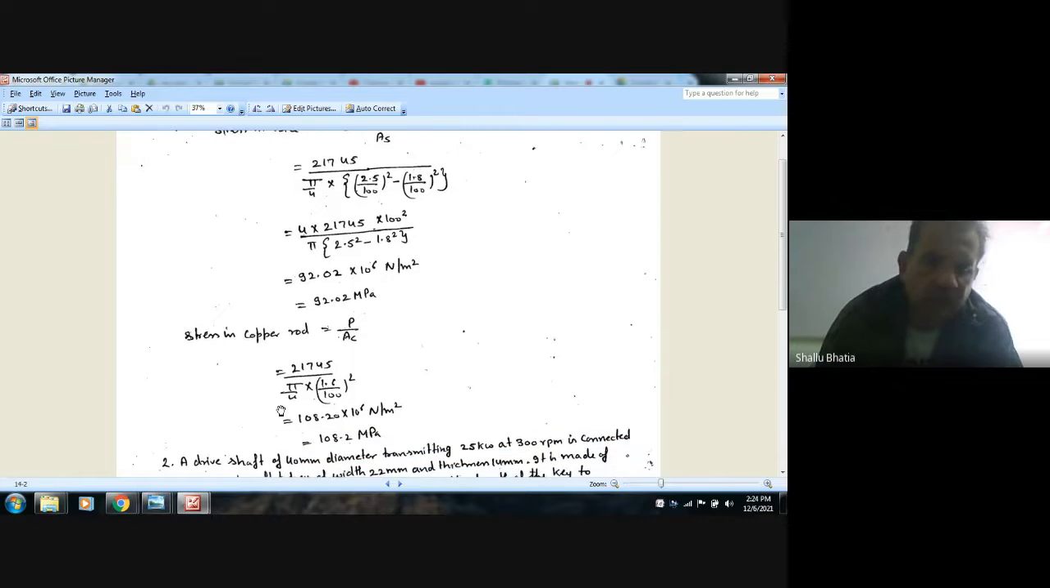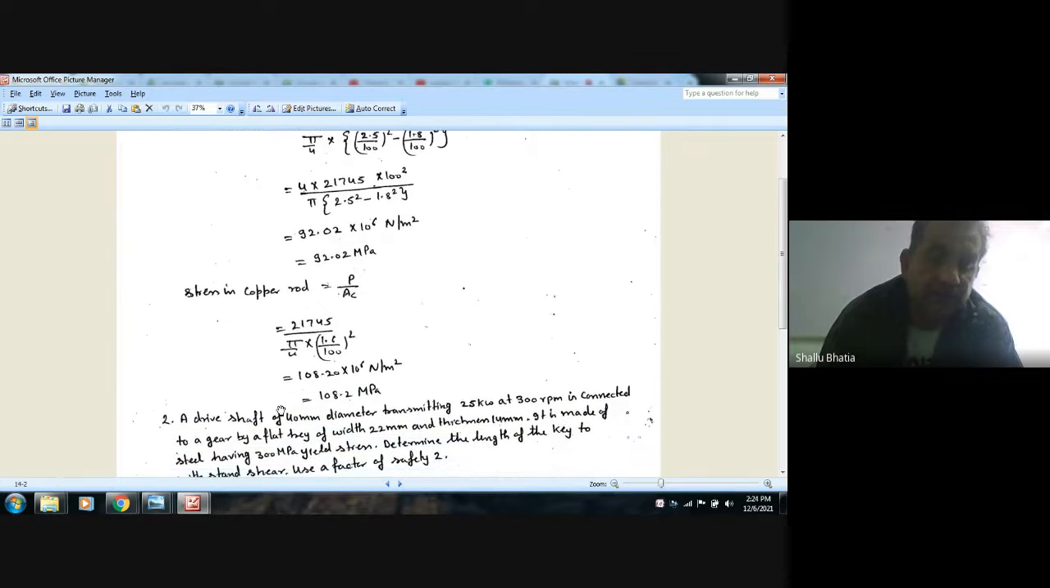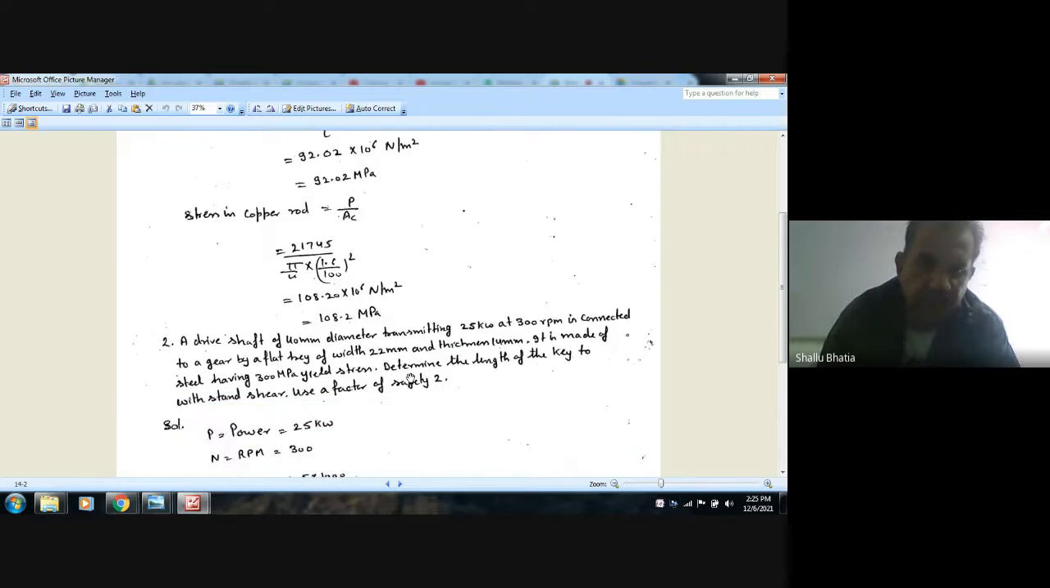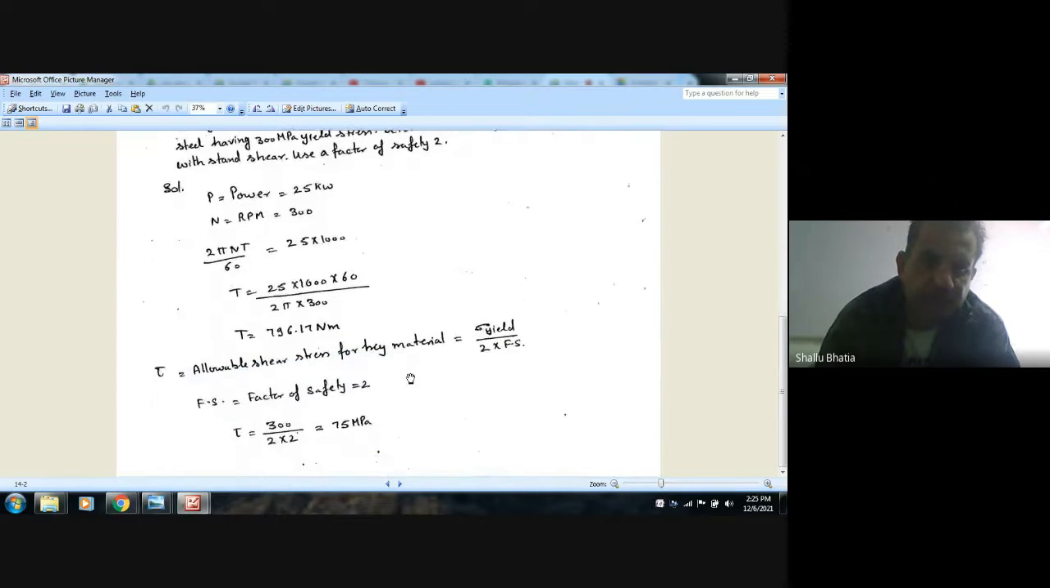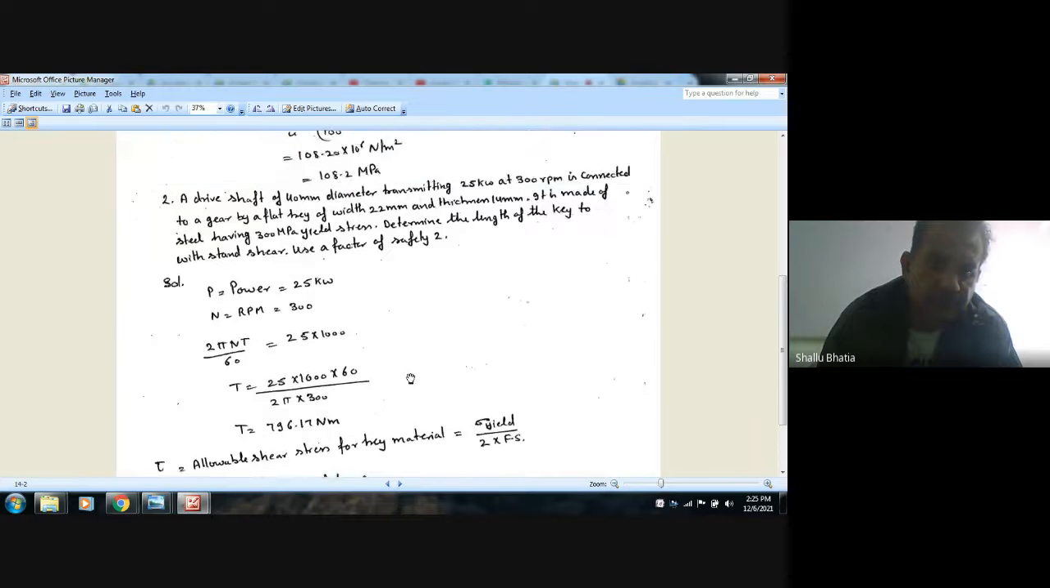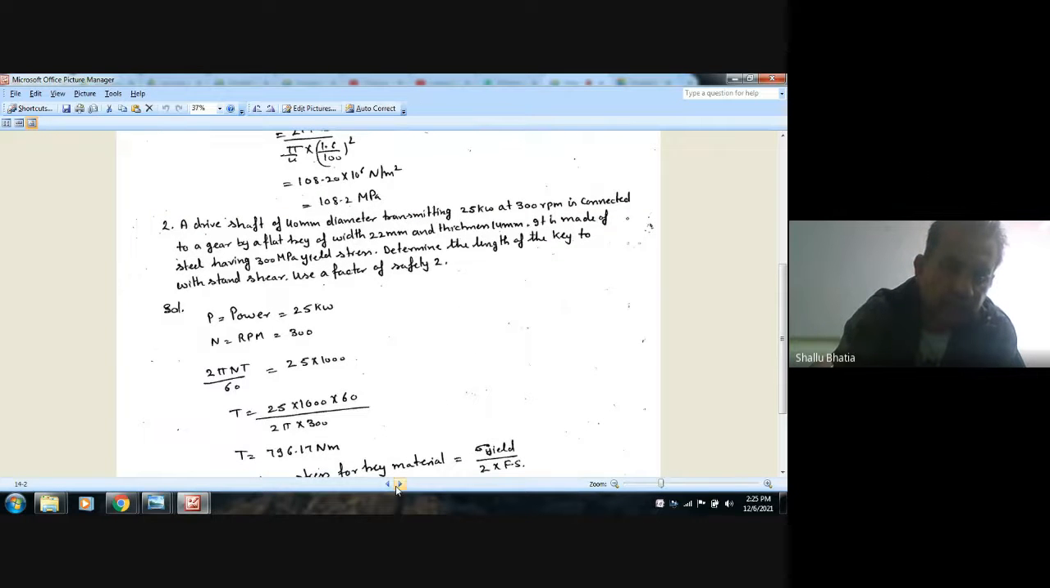And stress in copper rod is P by AC. So P is same for both, and area is 1.6 square 100. Sorry, 100 square into pi by 4. 1.2. Okay, next question.